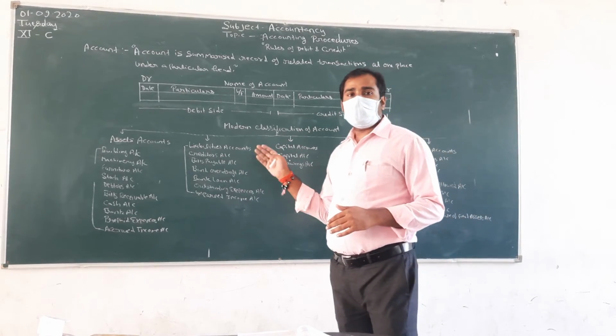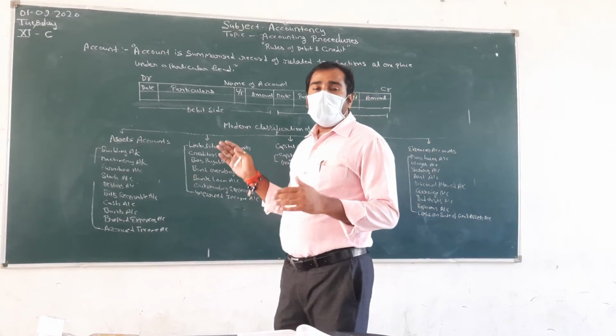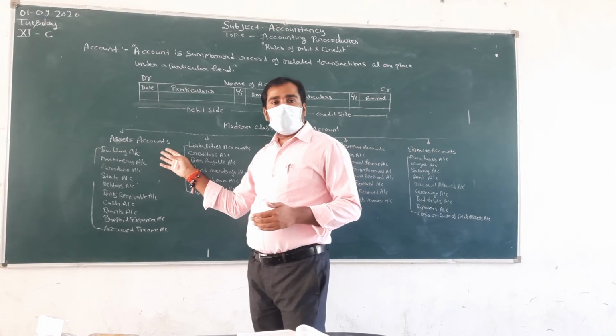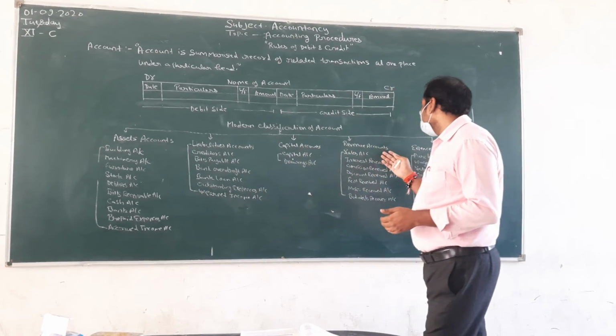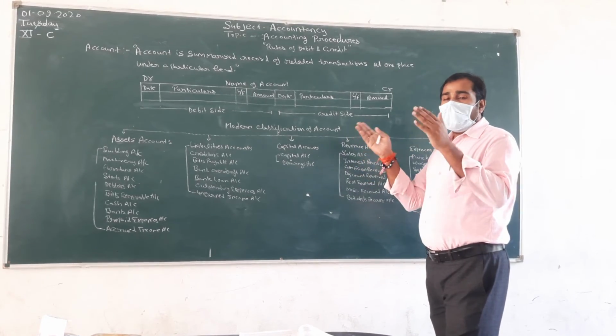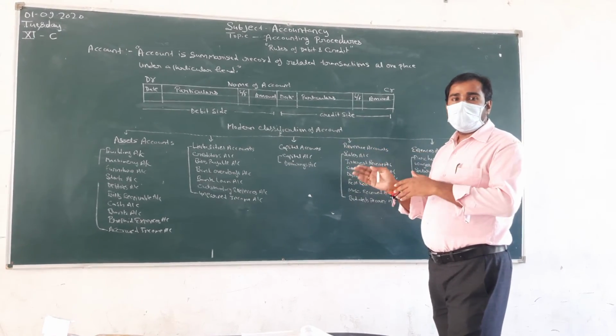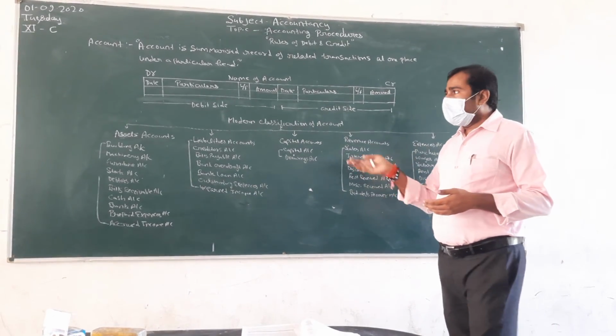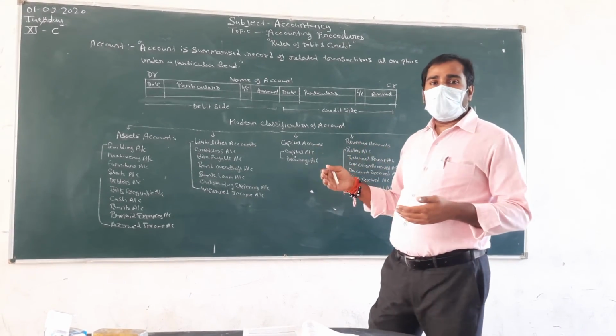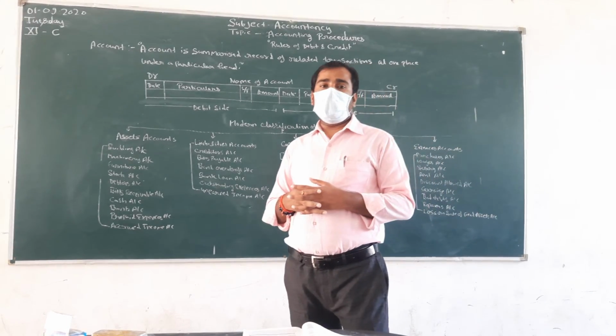Tomorrow I will tell you one by one what to do in reference to the assets account, liabilities account, capital account, revenue account, and expenses account. How we make the debit and credit, what should be added and what should be subtracted, will be discussed later, and after that we will discuss the traditional approach of accounts.